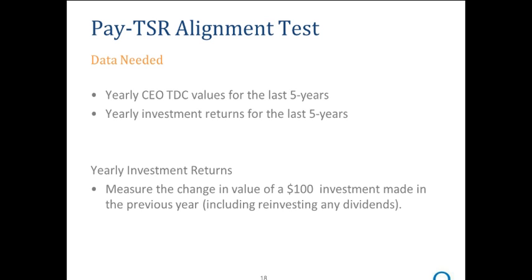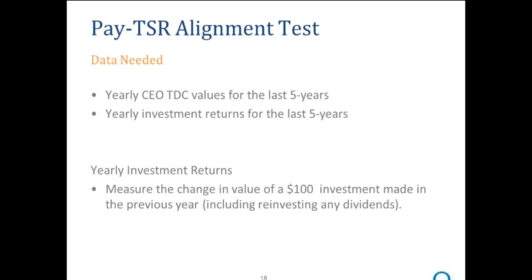And lastly, the pay-TSR alignment test. This is the test we've learned the most about relative to the other two, which are much more straightforward; you're just dividing two numbers or putting together a simple formula. But when I last talked about this in early December, I had mentioned we really didn't know how they were going to get a final score.